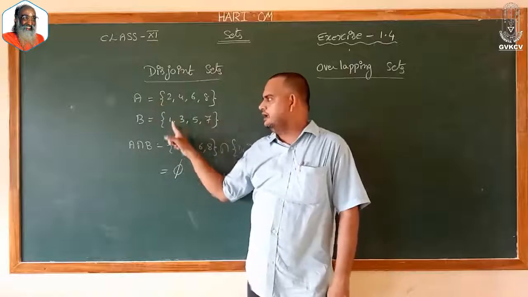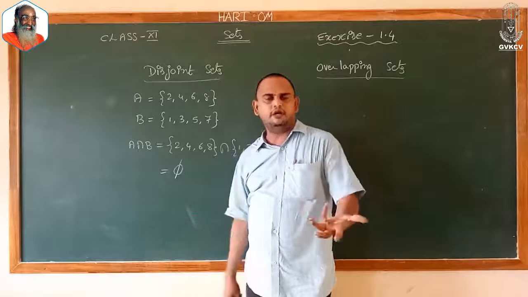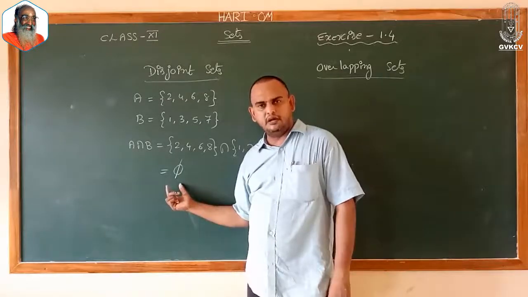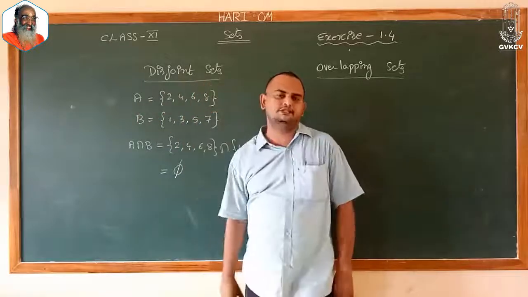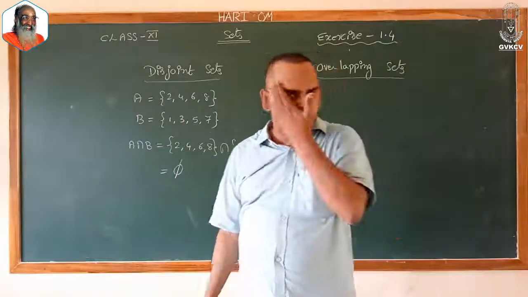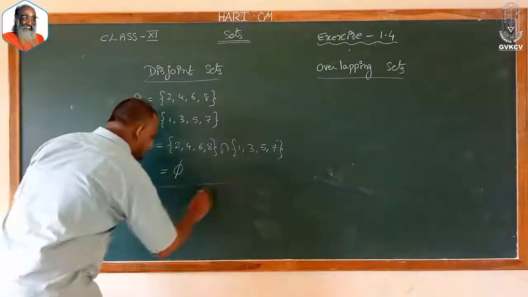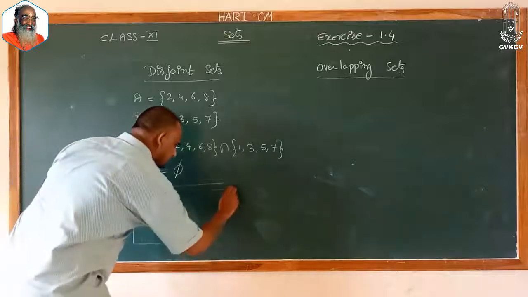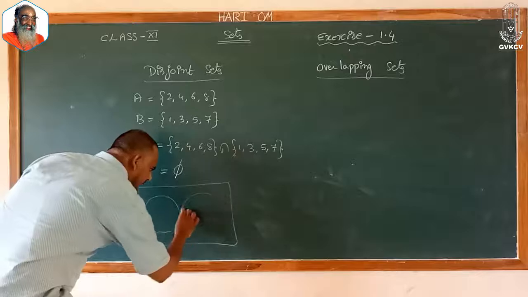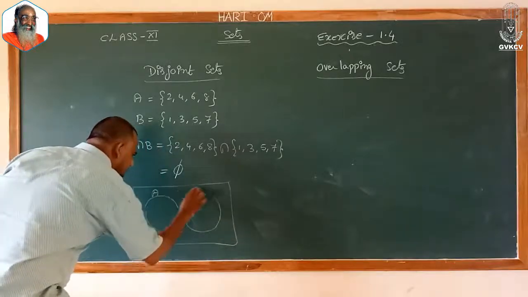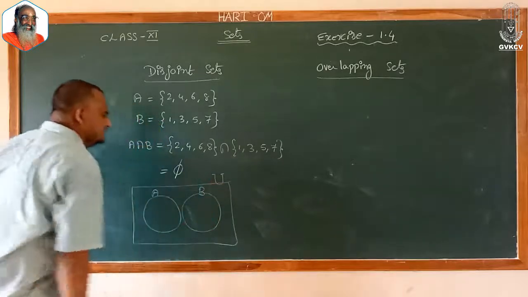Here I have set A and set B. If I find the intersection between these two sets, I am not getting any common element, so our answer is the empty set, and I can say that A and B are disjoint sets. How is the Venn diagram for disjoint sets? When you have a universal set, in it I have set A and I have set B. This is set A, this is set B, and this is our universal set.